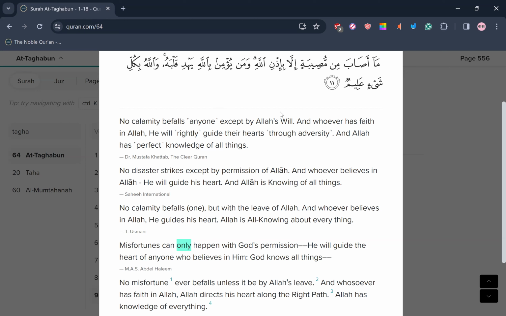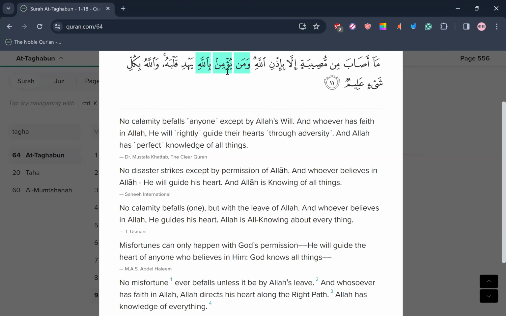وَمَنْ يُؤْمِنْ بِاللَّهِ. So this is an interesting one. He will guide the heart of the one who believes. So he started with يَهْدِي قَلْبَهُ مَنْ يُؤْمِنْ بِاللَّهِ. That's kind of what he did there. So he will guide the heart of anyone who believes in him. God knows all things. I feel like there's something missing there.